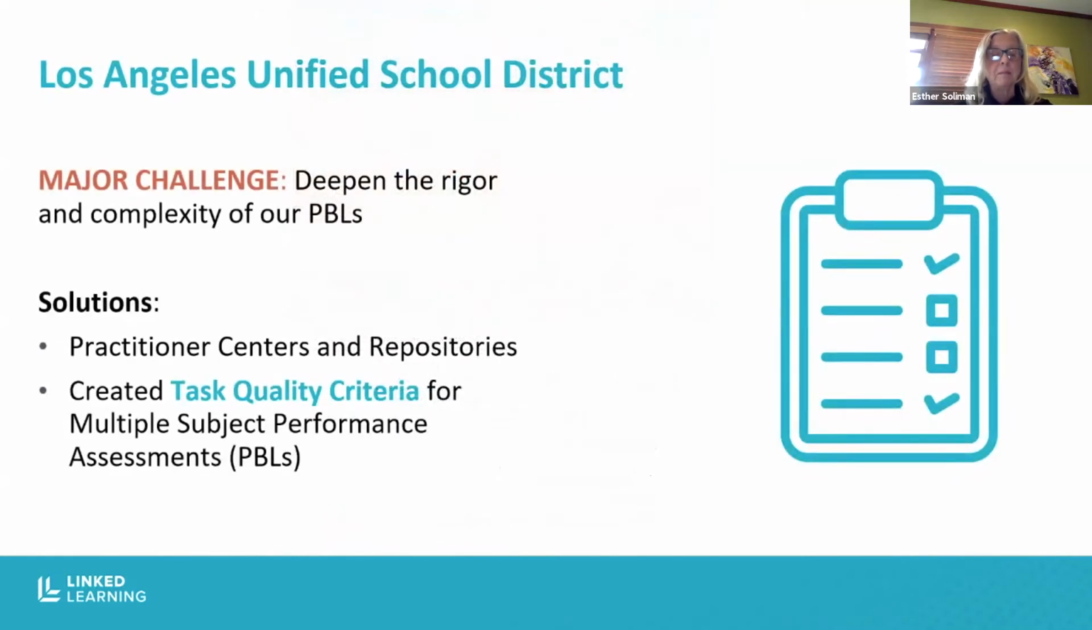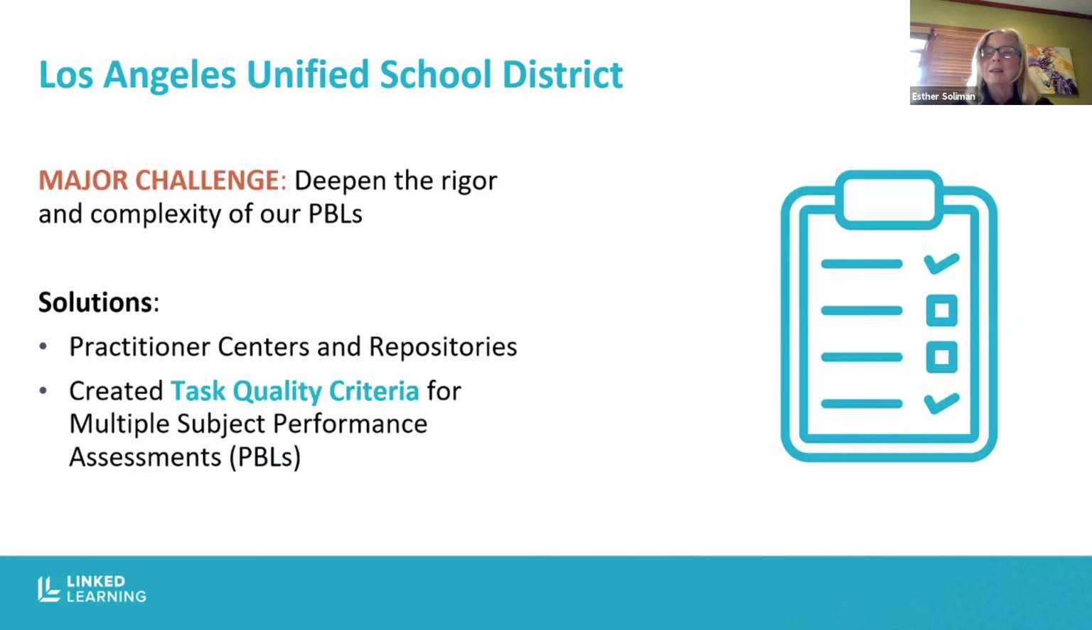As our support team works with pathways, one of the biggest challenges of the PBLs is deepening the rigor and complexity of the work. One way we support our pathways in deepening the work is through the development of practitioner centers. We invite our gold pathways to apply, and those that are selected offer multiple opportunities for new and developing pathways to visit and to see their work. The practitioner centers develop the session or sessions based on the needs of the visiting pathway. And we're also growing a rich repository of PBLs for pathways to review and use.